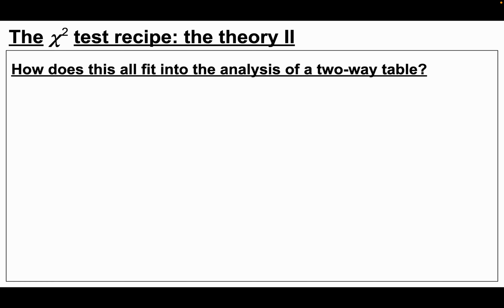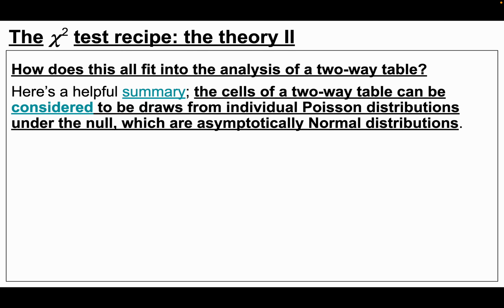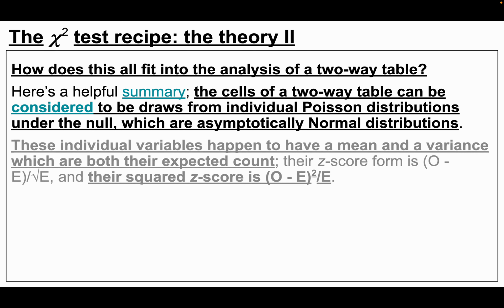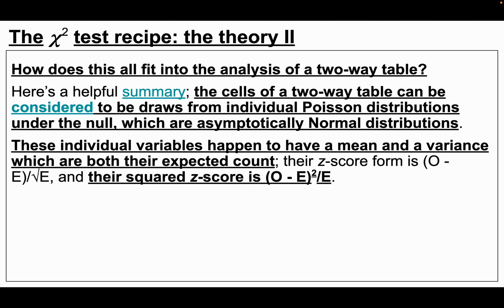How does all that fit into the analysis of a two-way table? Well, here's a helpful summary. You can read that at your leisure if you want. But basically, the cells of a two-way table can be considered to be basically normal-ish variables. Technically, they're called Poisson variables, or they have Poisson distributions. And what that means effectively is that they're pretty close to normal distributions. And in particular, they happen to have a mean and a variance, which are both their expected count.